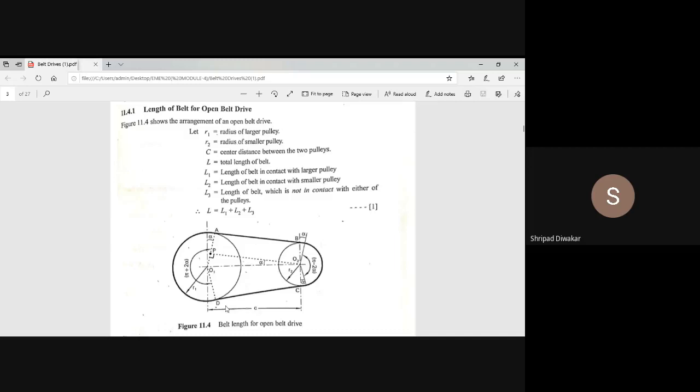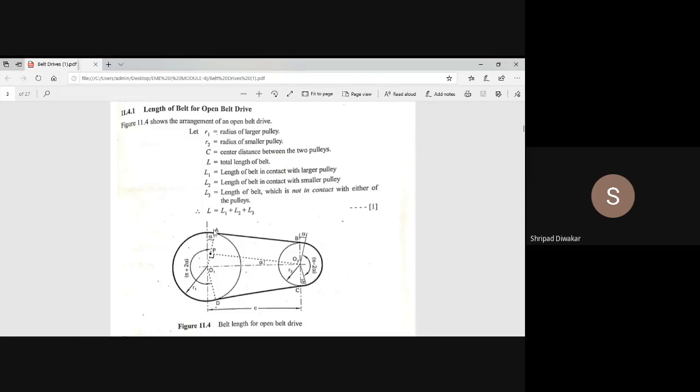So after joining DC, you draw a line from O1 to D. You have to draw a line from O1 to A. You have to draw a line from O2 to B. This is the point B. Okay, remember. And this is the point C. Okay, so this is alpha.